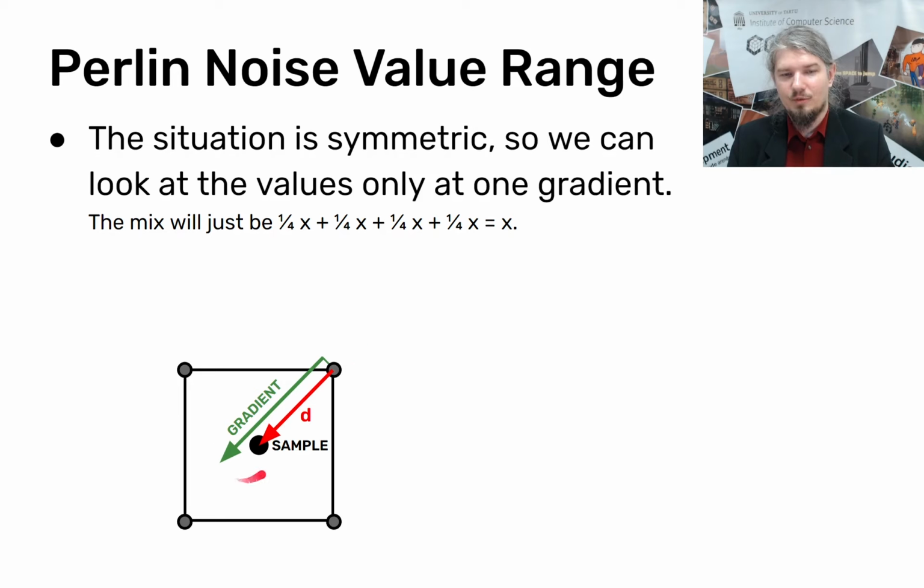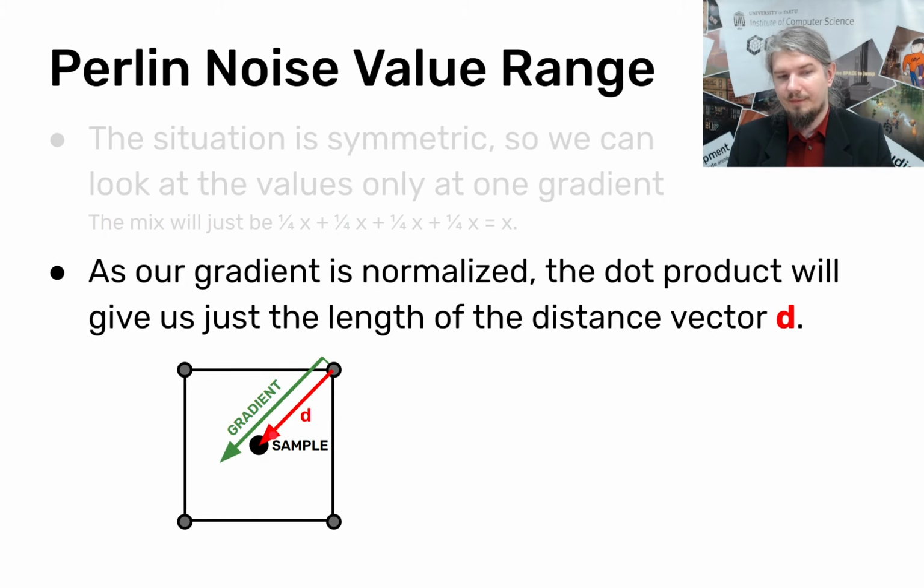So we can just look at what value we get from this one scalar projection, and that will be the entire value because the other scalar projections will give exactly the same value. Now we had this dot product here, and if our gradient is normalized, the dot product will give us just the length of the distance vector d. So basically it will just give us the length from this corner to the middle of our square. The angle between d and the gradient is going to be 0, so the cosine of 0 is going to be 1. So thus in the dot product, all we're left with is the length of t.